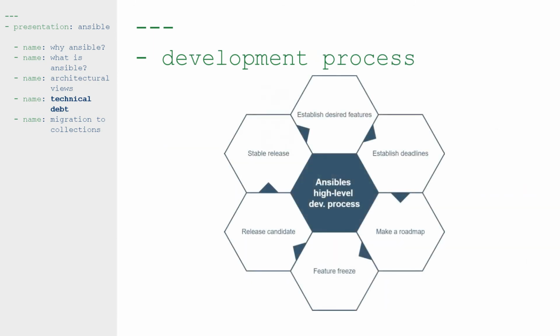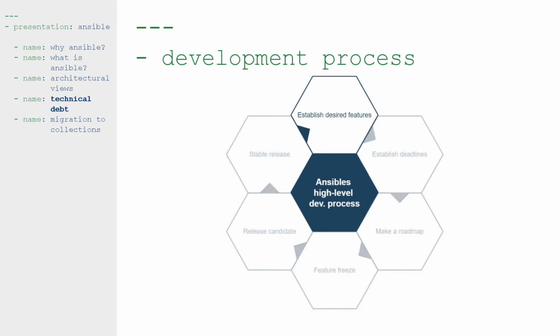Now that we have seen the code quality, it is time to discuss the development process that led to it. At a high level, Ansible always works towards a release. First, desired features are established and tracked through GitHub and Ansible's clients. Then, deadlines are created for the features and a roadmap is released. At some point, there is a feature freeze, after which no new features will be added and focus shifts from feature implementation to removing bugs.